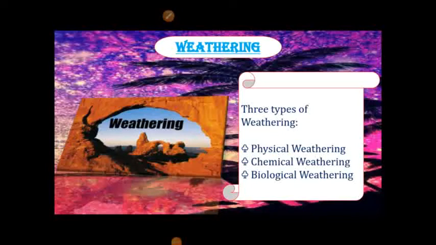Weathering. Weathering is the breaking, disintegration, and decomposition of materials of the Earth's crust by exposure to the atmosphere. There are three types of weathering: physical weathering, chemical weathering, and biological weathering.